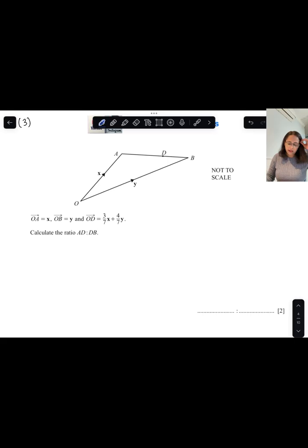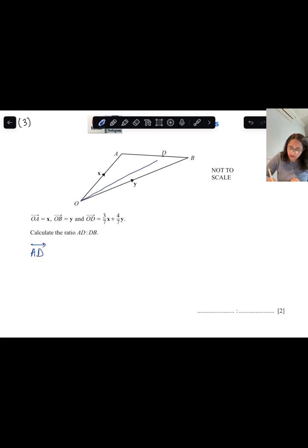Here, OA is X and OB is Y. OD is given to you as 3/7 of X plus 4/7 of Y. We need to calculate the ratio AD to DB. All right, we need to calculate what this ratio is. So how does the point D divide AB? I'm going to try and calculate what AD is first.